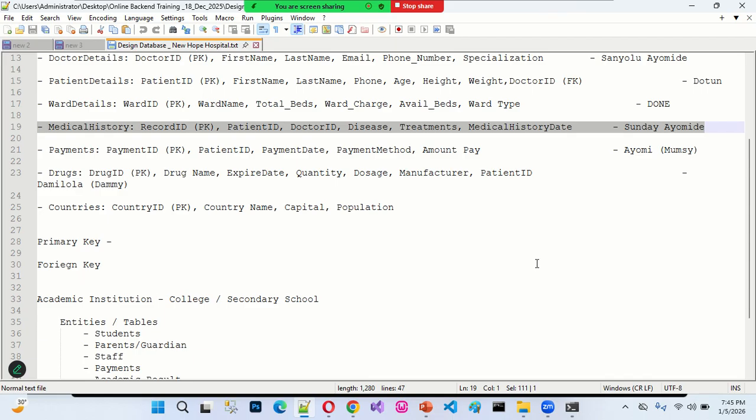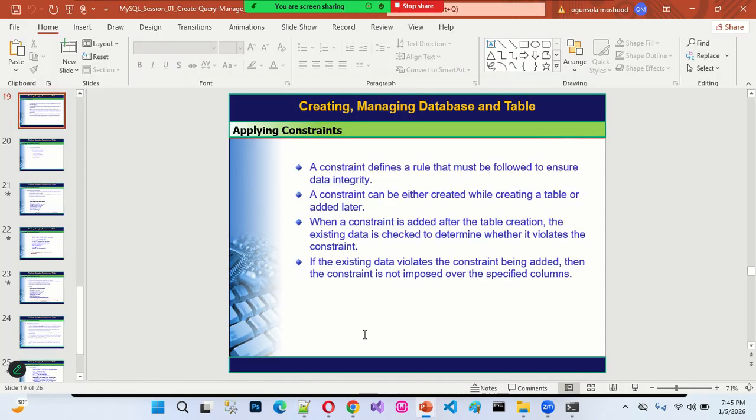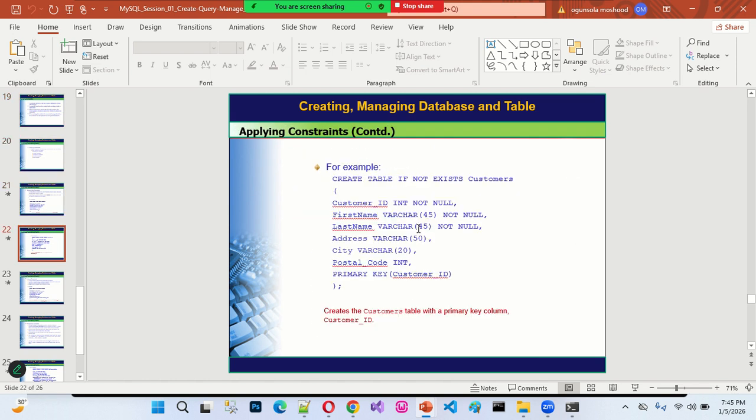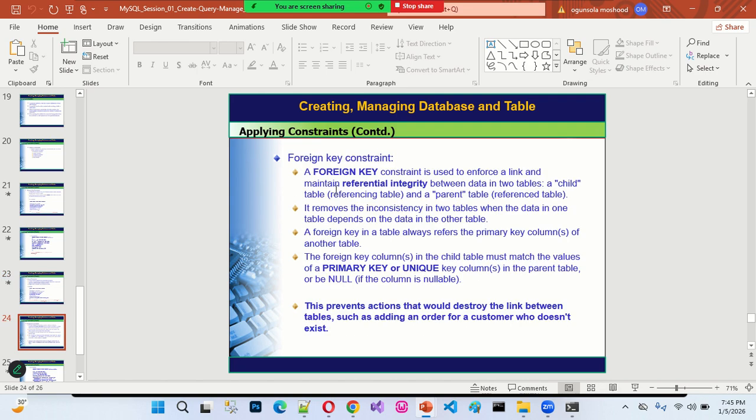So like today's topic now, we are going to see how we can also implement the next constraint which we call a foreign key constraint. Now when we are talking about the foreign key constraint, a foreign key constraint is one that is used to enforce a link and to maintain the referential integrity. Referential integrity means that if there is a table that has a relationship, referential integrity maintains the data integrity between the data in two tables.